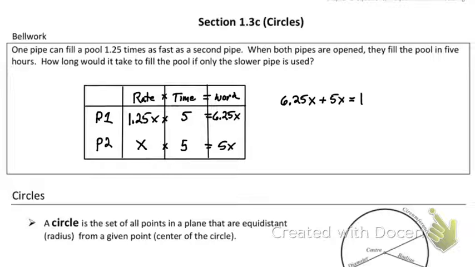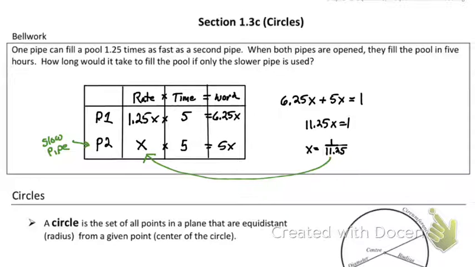So let's go ahead and solve for x. We'd have 11.25x equals 1. Divide both sides by 11.25, and we have x equals 1 over 11.25. Now we have to ask ourselves, what does x mean? Well, if we look back here, x is actually the rate of pipe 2, which is our slower pipe. I should have noted that here. This would be our slow pipe, and that equals 1 over 11.25.